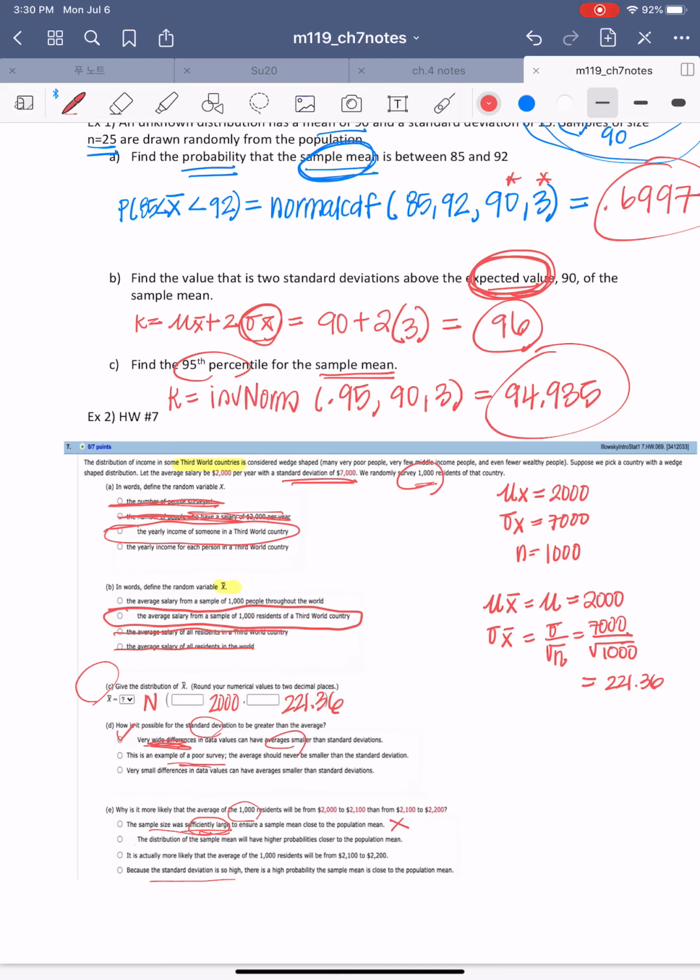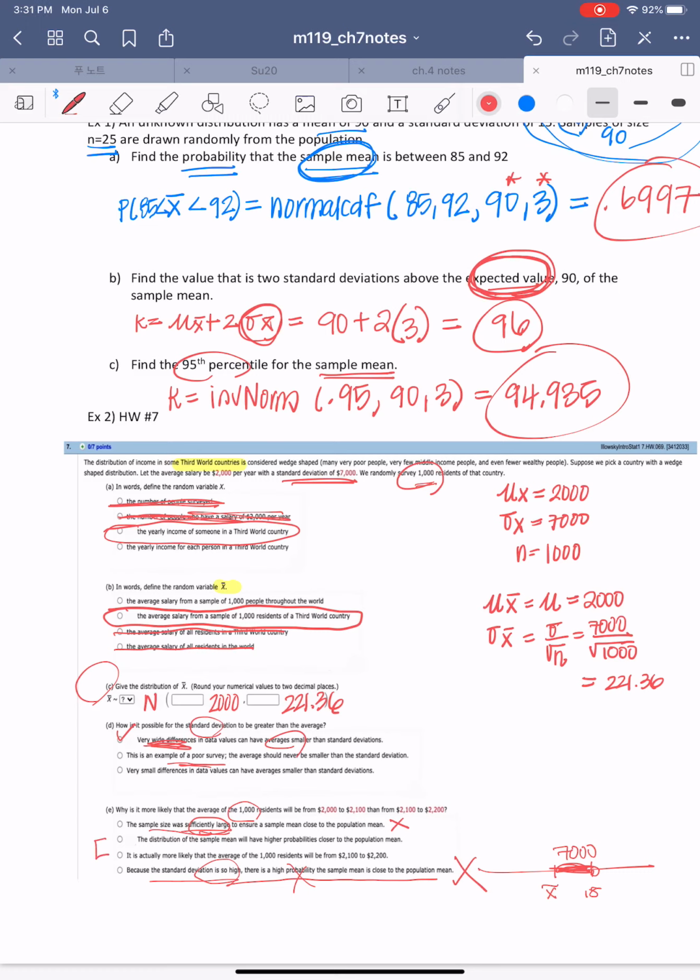Because the standard deviation is so high, there is a high probability that the sample mean is closer to the population mean. Standard deviation only measures, remember, standard deviation is just a distance, right? One standard deviation, this distance, 7,000. Whether it's large or small, it doesn't affect any probability because it only measures how far the data is from the mean. So that also doesn't make sense. So we are left with the second one or third one.